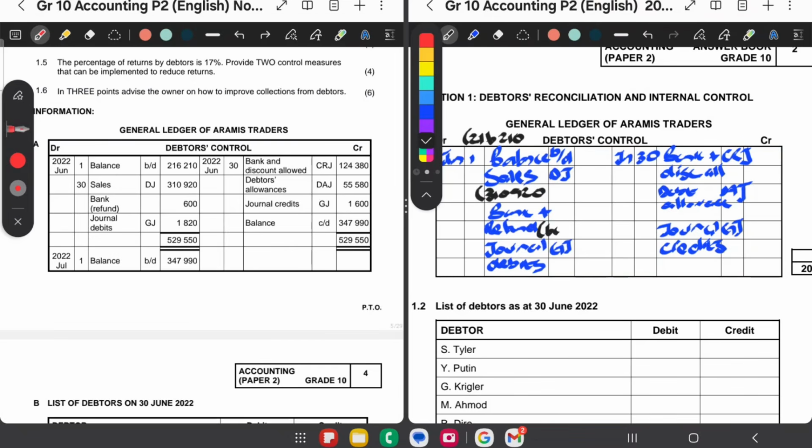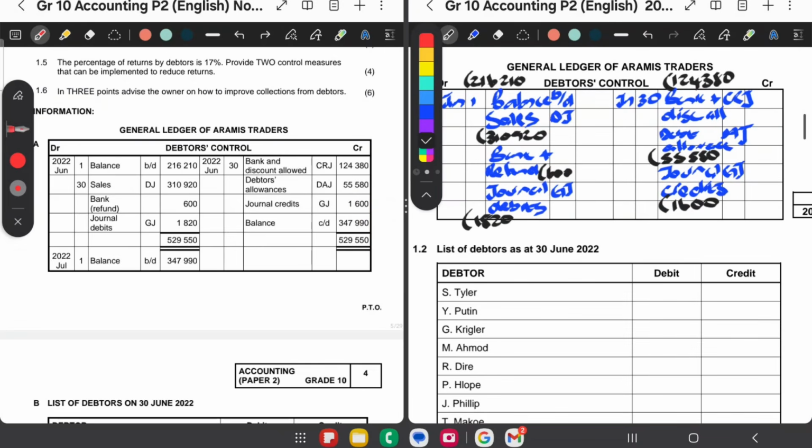Then bank and refund is 600. So let's open it. Okay, I don't have space. And then journal debits over there is 1,820. So I'm going to open it here, 1,820. No, let me not close it. Then bank and discount allowed, I'm going to write it on top here, 124,380. Then debtors allowance from the DAJ, debtors allowance journal, 580. And then journal credits over there, 1,600. So open 1,600. Okay, so I'm just opening all my accounts.